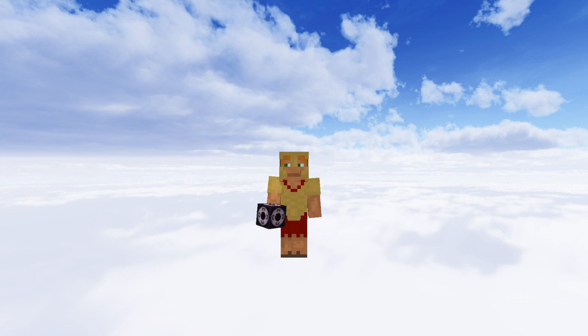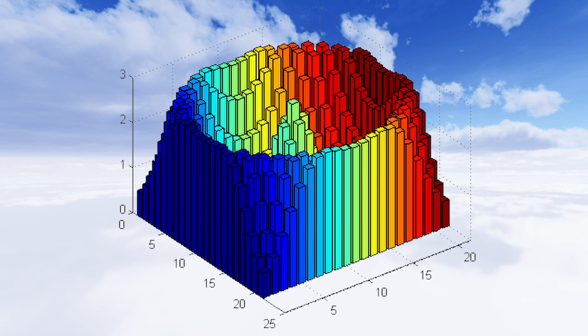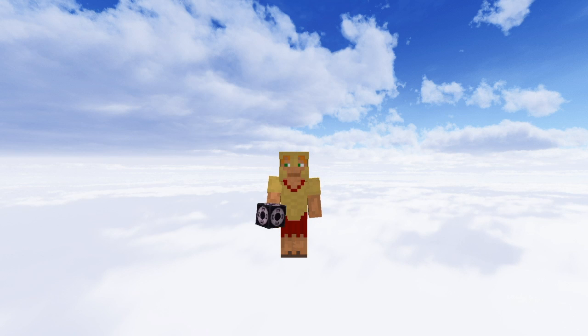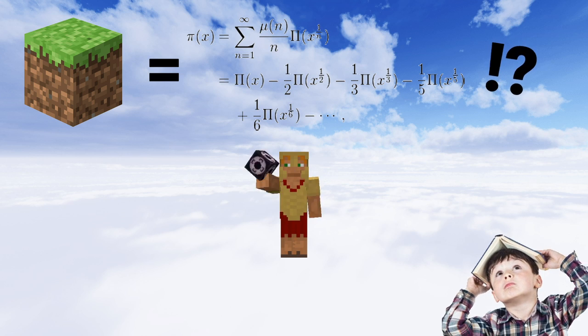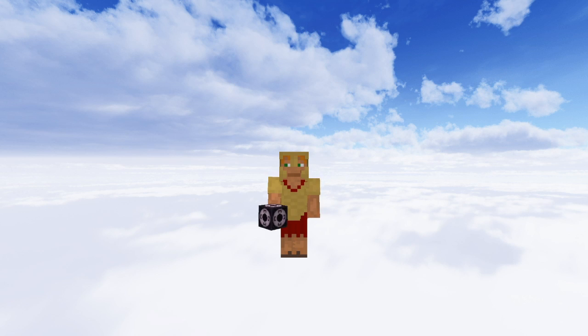Remember that Minecraft is essentially a giant 3D graph. Wait a minute, does that mean that Minecraft equals math and my teachers were right all along about it being useful and fun? Dang it, Mojang, you tricked me!